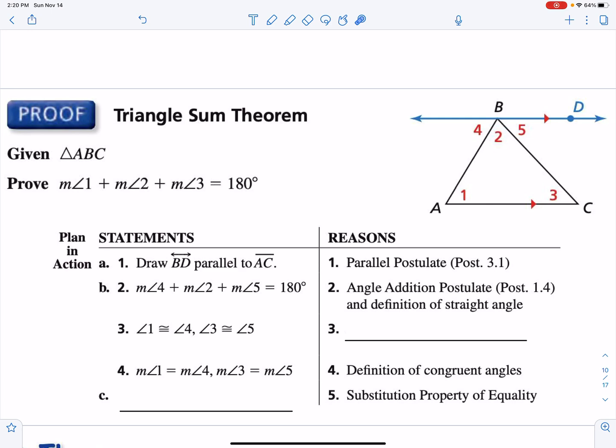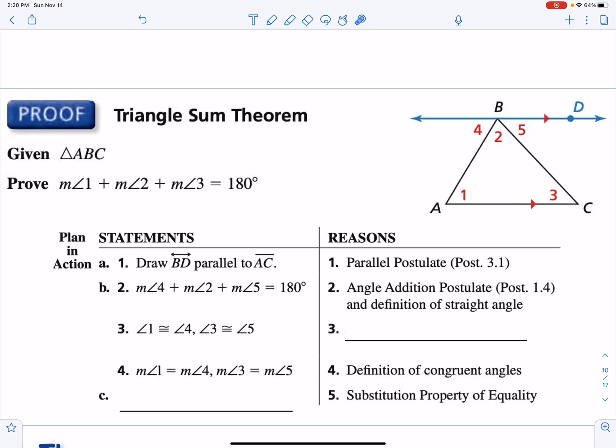The reason we constructed that is because we should know what the sum of those three angles are because they form that line. So as you can see, we have the measure of angle 4 plus the measure of angle 2 plus the measure of angle 5. We can add those all up using the angle addition postulate, and they form a straight line. So you can see there that it kind of has two different explanations for why we're allowed to do that.